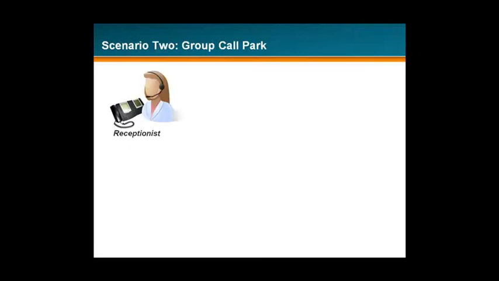Our second scenario is a car dealership that has a dedicated receptionist and has just deployed new SIP-based phones for all of their users. They are looking for a way to manage incoming calls for employees who are seldom at their desks. Thus, they have chosen to deploy Group Call Park using banks of extensions that are assigned by an administrator to each different department.